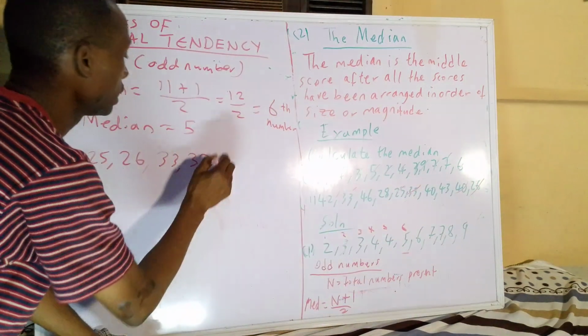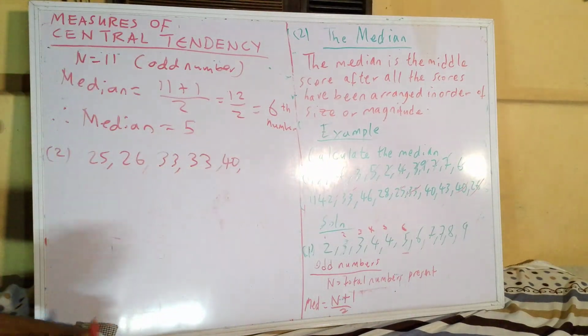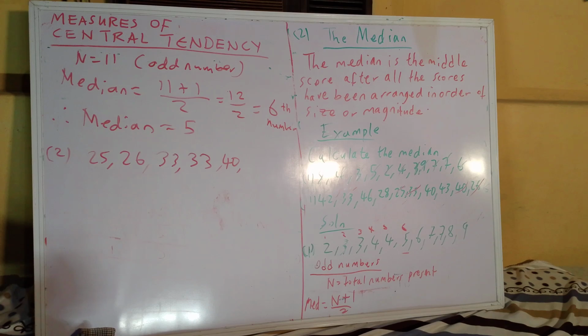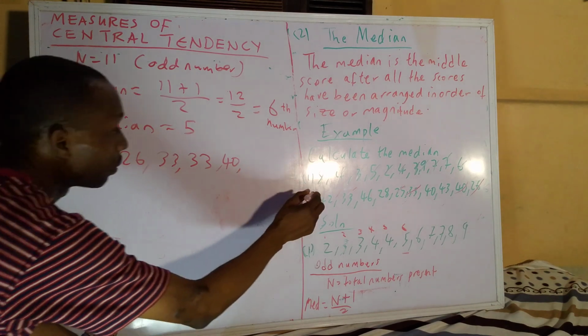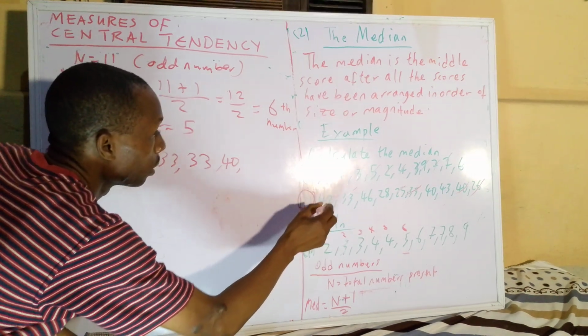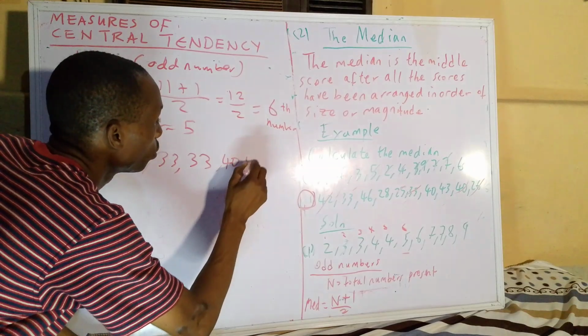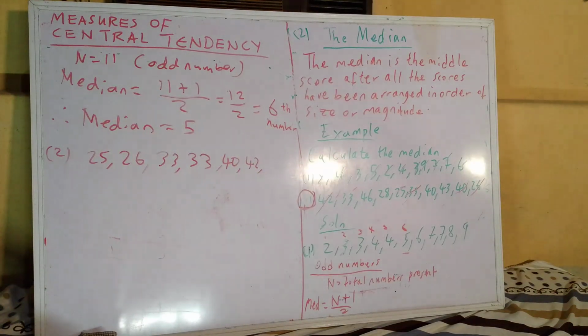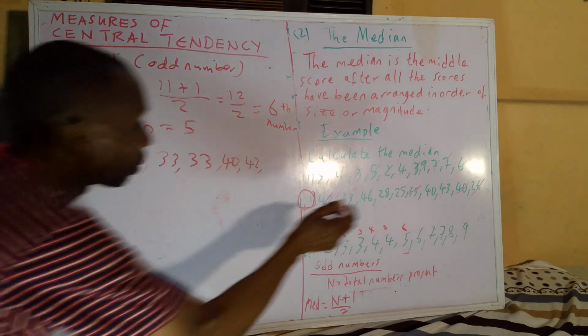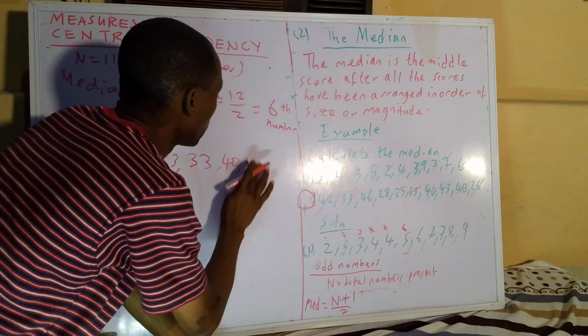Followed by 40. That's how you look when you get to the exam, to avoid mistakes. 41. Is there a 41? There is no 41. But there's 42, so you take 42. Followed by who next? Oh, 40 appeared twice. Sorry. 40 appeared twice.